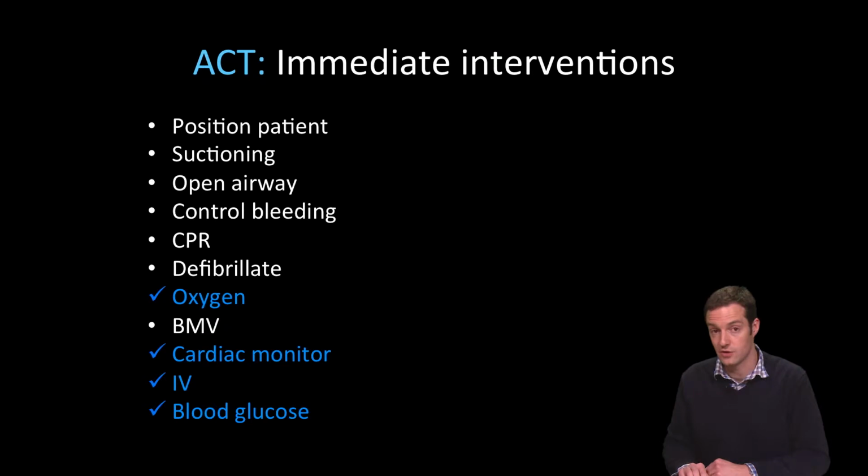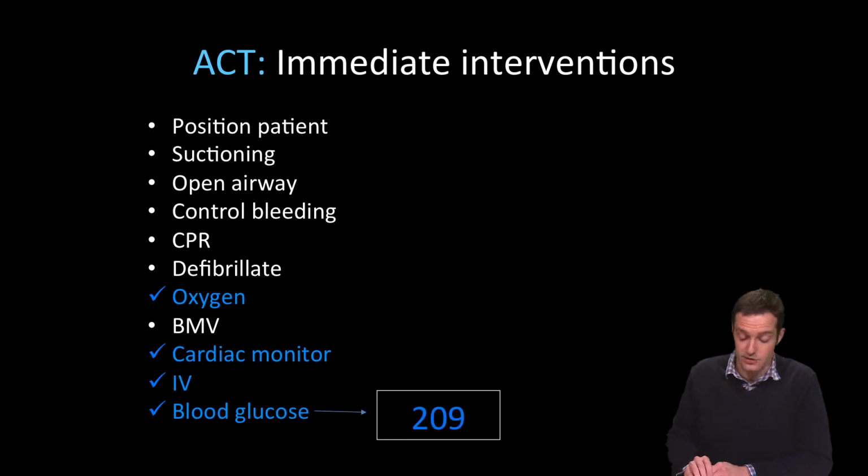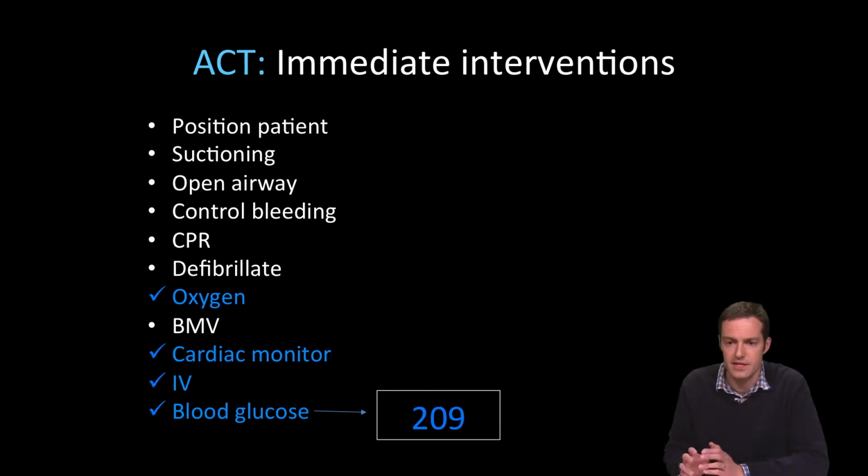So we initially go to those treatments. As you can see, the blood sugar is elevated at 209. However, that is not a dangerous number, but does indicate that something may be going on, or the patient may not be taking appropriate medications if they are diabetic.